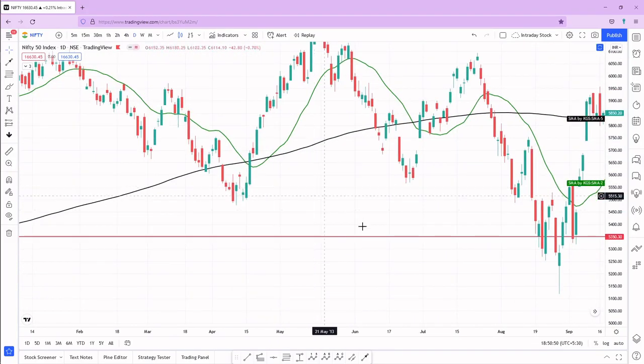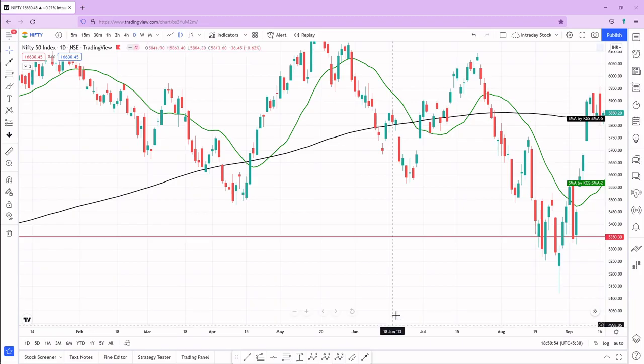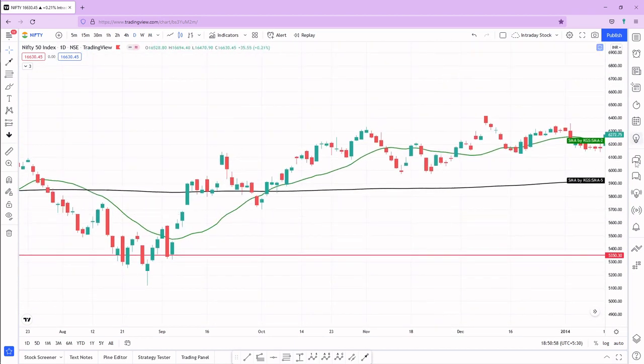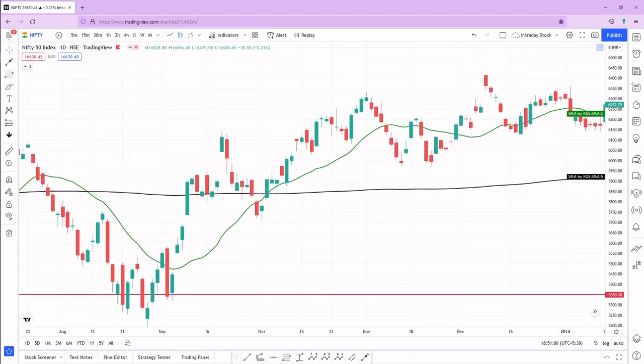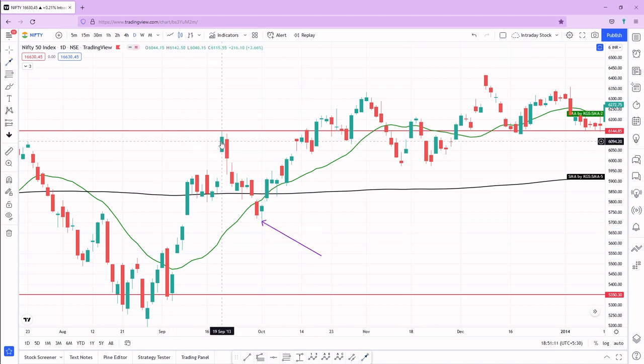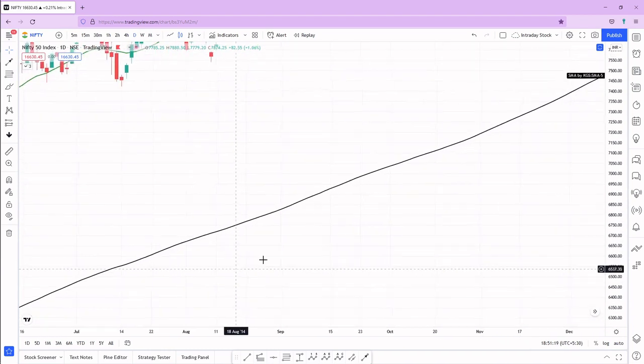Now what is the next condition? It triggered in September 2013. September 2013 is over here. The entry point is over here and the stop loss is over here. Around 6,200, 6,150 is the entry point, and you have 5,450 as the stop loss. If the 20 SMA crosses below the 200 SMA, that is where you are going to exit.